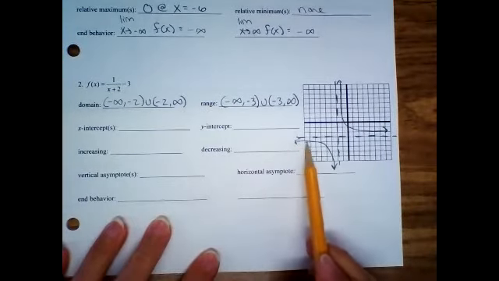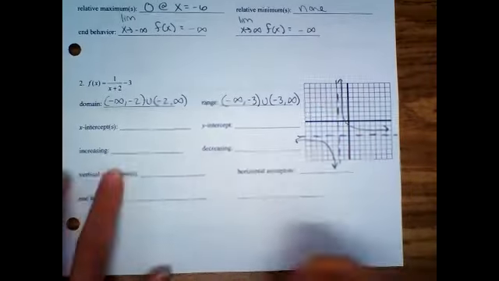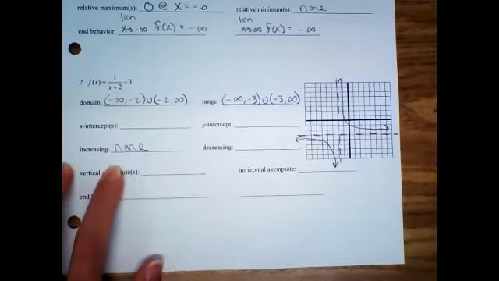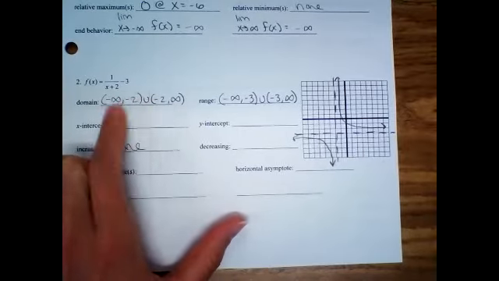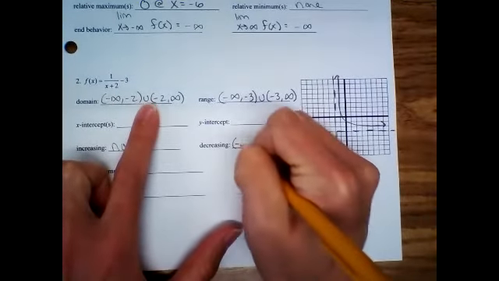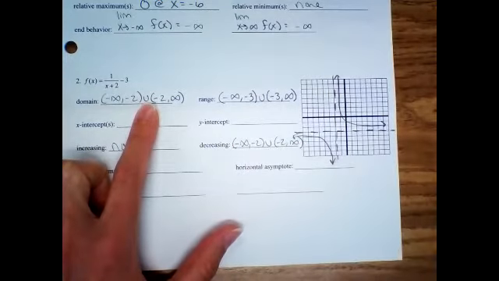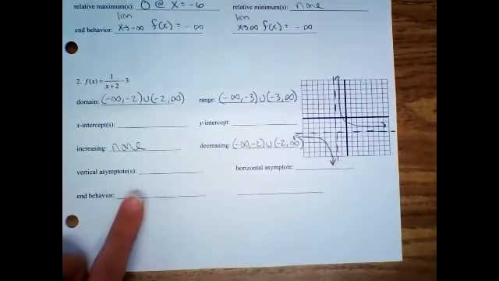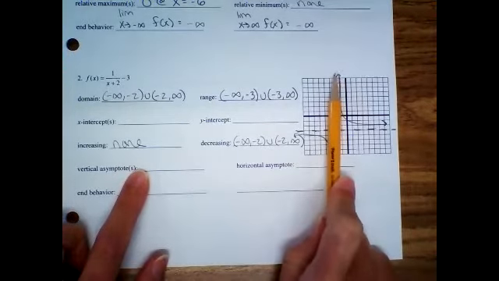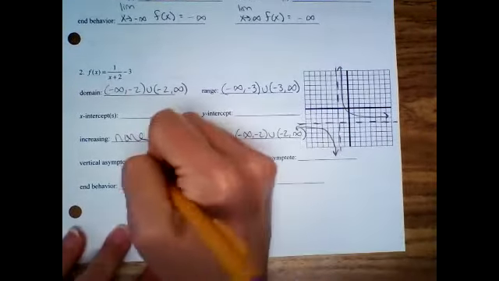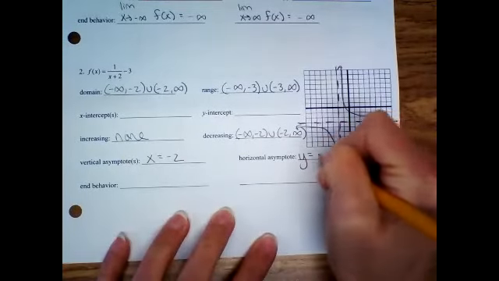As we read left to right, what is this graph doing? Yeah, it decreases all the time, right? So increasing is none. And if it decreases all the time, that means for the entire domain. It decreases for the entire domain. So you can just copy that answer over, which is kind of nice. All right, vertical asymptote. It's at -2, but is it going to be x equals or y equals? Good, x equals. So x equals -2, horizontal, y equals -3.